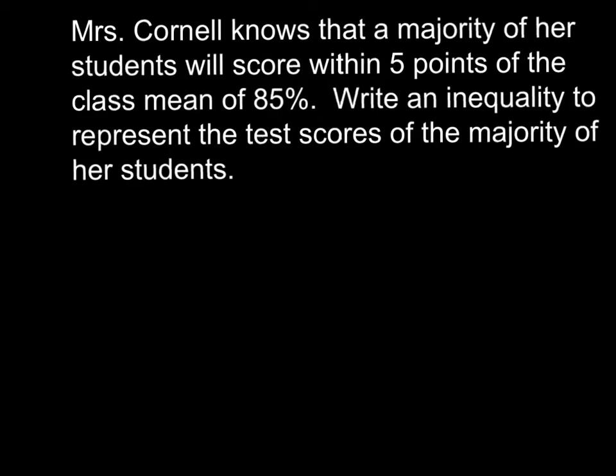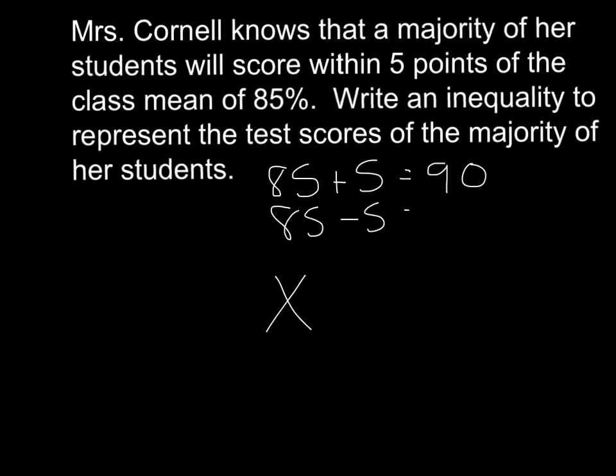Okay, this one here. Mrs. Cornell knows that a majority of her students will score within 5 points of the class mean, which is 85. Okay, write an inequality to represent the test scores of the majority of our students. So, x is going to represent a specific test score. Okay, well, 5 points within the class mean means we can be 5 points above it, so at a 90, or we could be 5 points below it, so at an 80.